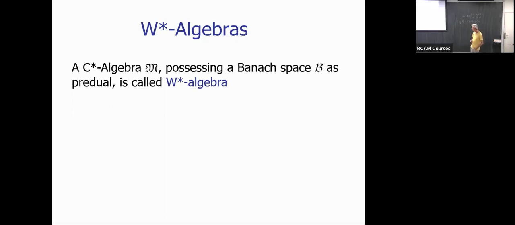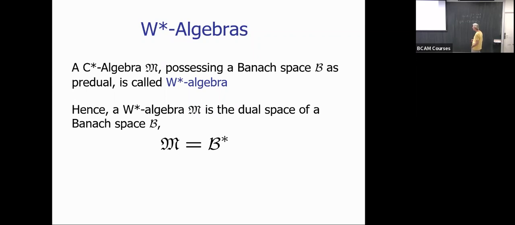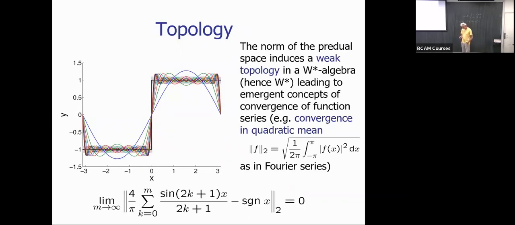What does this mean? It means the following. The W-star algebra is the dual space of a Banach space. So this is the definition that we have here. There is a Banach space, and its dual gives us the algebra, and that means we say that the Banach space is the pre-dual of the algebra, because the dual of this space produces the algebra. Why is this important? Because now the topology, and we have discussed this also already, the Banach space induces a weak topology. And this applies now also to the algebra.